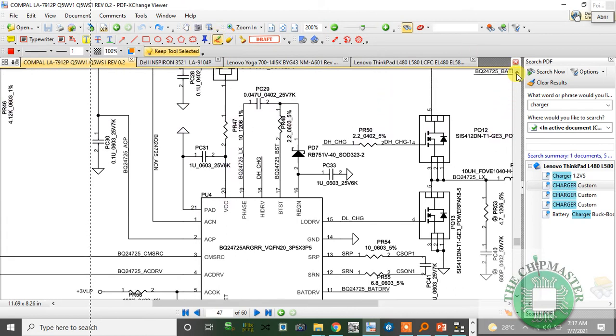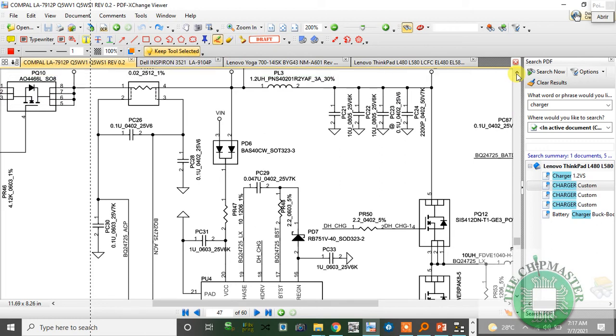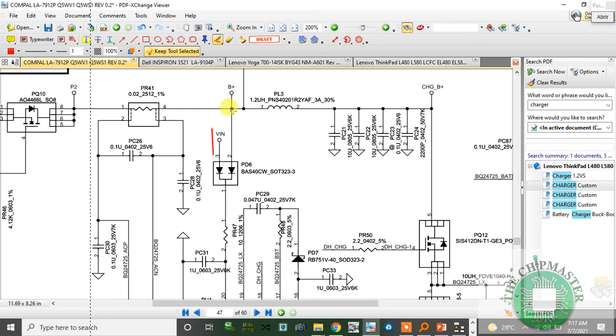Right, so VCC is coming through a diode, as you can see, V in, either from the adapter, or this one is coming from B plus, from the battery. So if the battery is connected, it will flow through this portion, right? If the adapter is connected, it will flow through this portion, right? So that is why they put the diode here. So voltage either from the adapter or from the battery comes through this resistor.